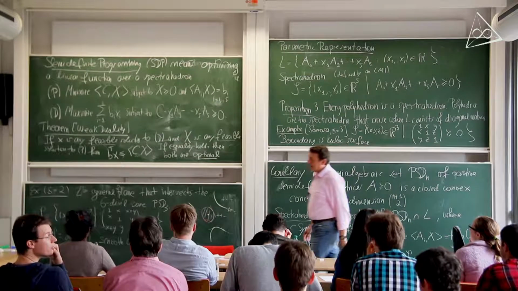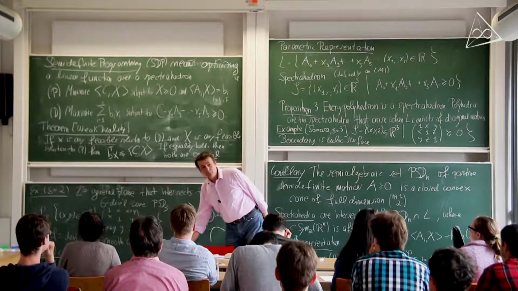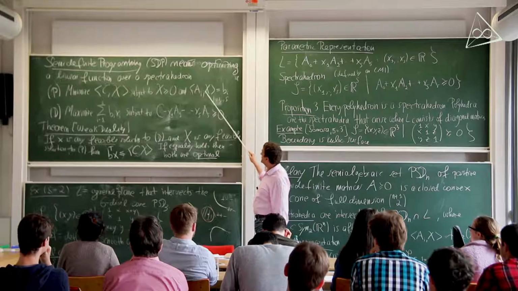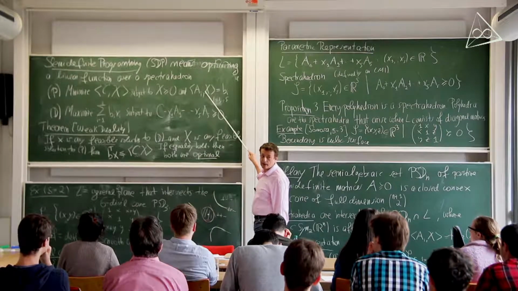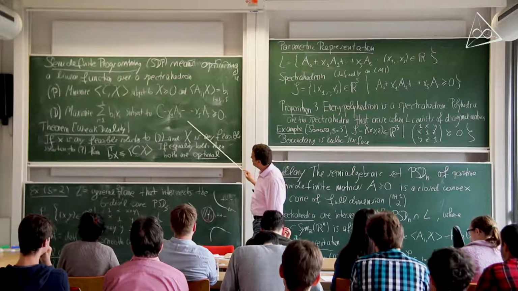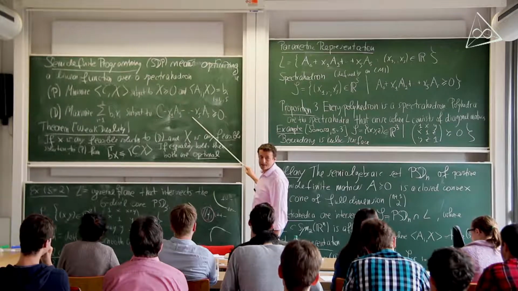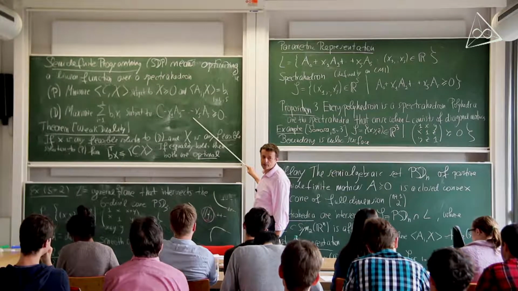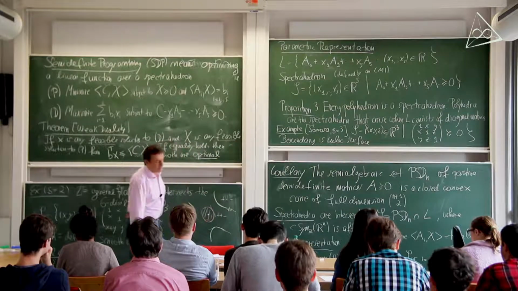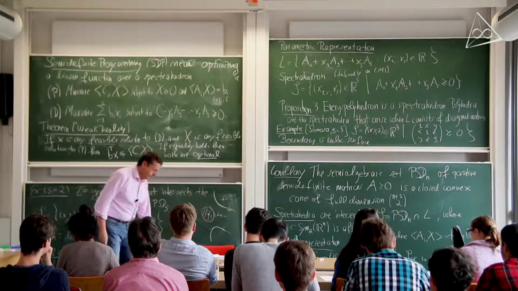So a matrix X is primal feasible if it's positive semi-definite and satisfies this system of S equations. A vector little x is dual feasible if it satisfies this matrix inequality. So it's just a point in the spectrahedron, exactly, just a point in the spectrahedron.